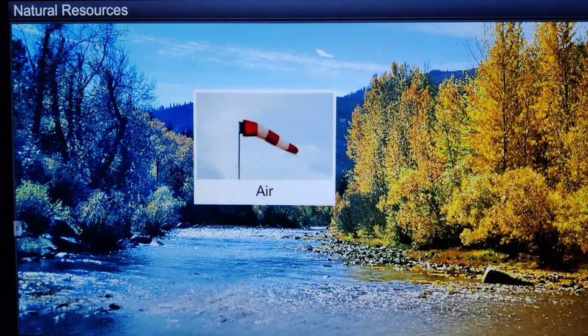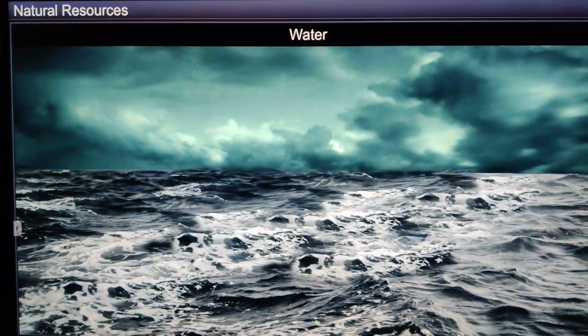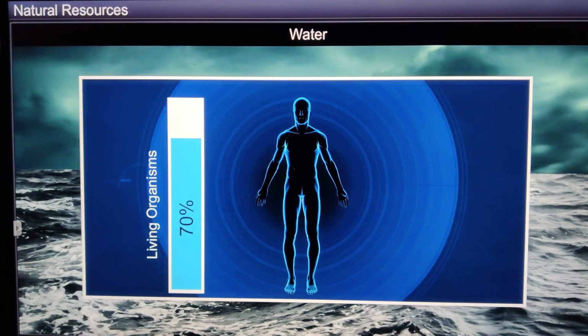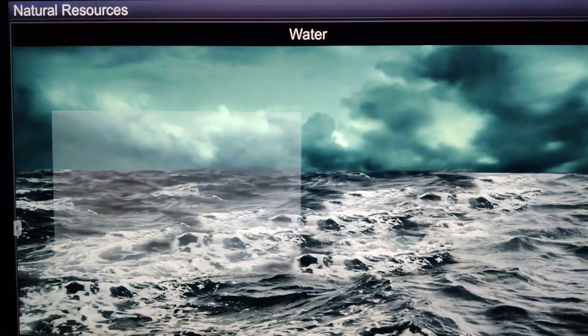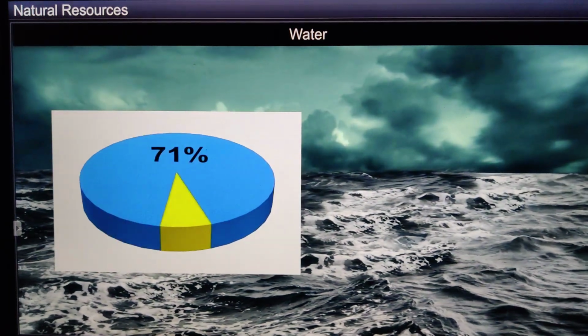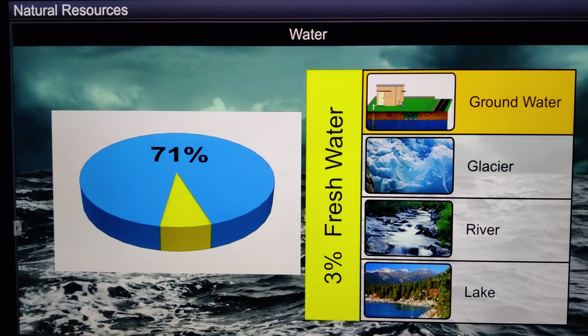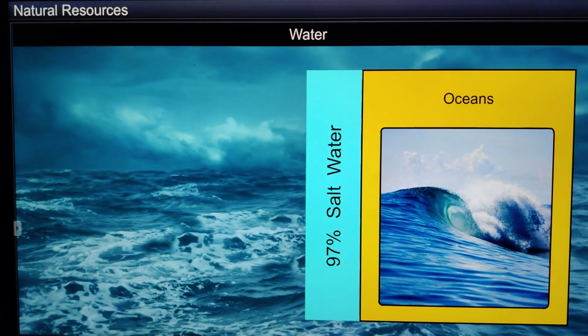Apart from air, water is another natural resource that is essential for the survival of living organisms. In fact, water is an integral part of life as it forms 70% of the body of all living organisms. All biological reactions inside the body require water. Water covers 71% of the Earth's surface, of which only 3% is fresh water, which includes groundwater, glaciers, and water available in rivers and lakes. The remaining 97% of the water on Earth comes from the oceans.